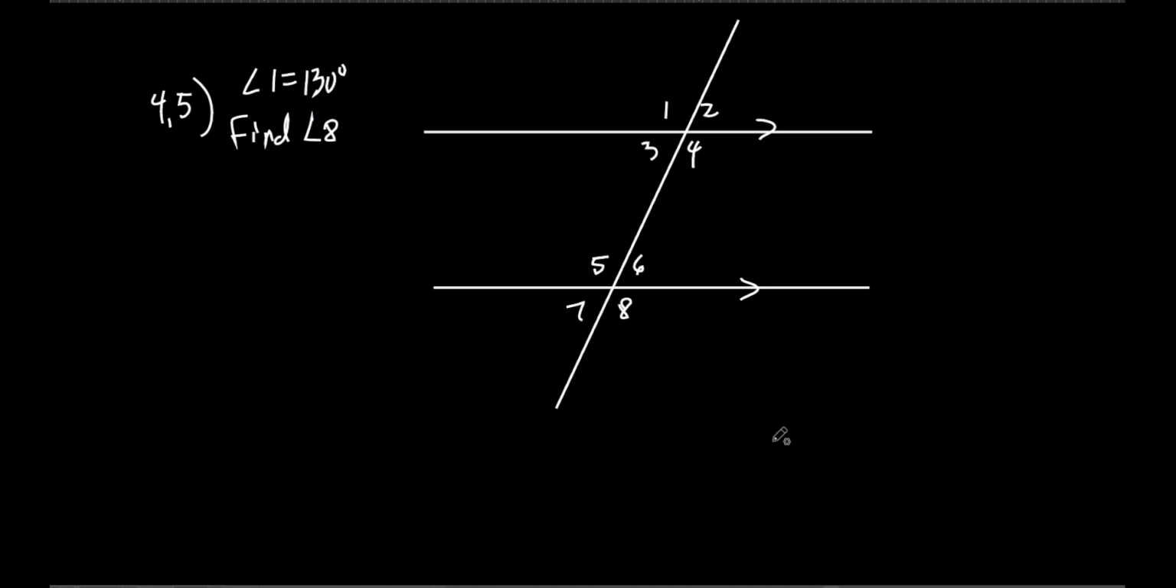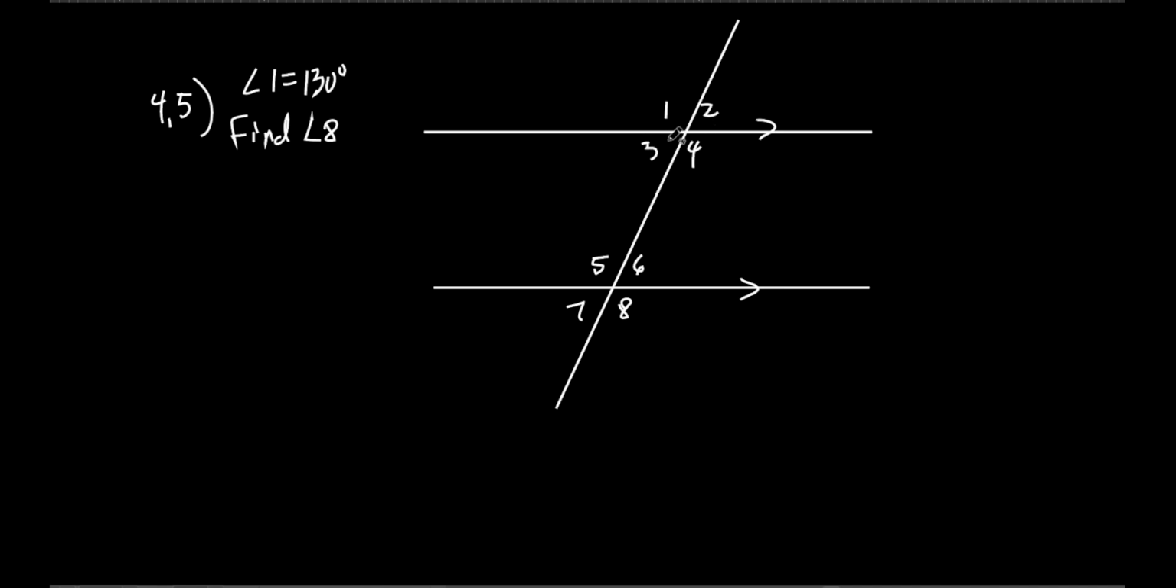Okay, so what if I said angle 1 is 130? What's angle 8 going to be? 130. It's going to be 130. Why? Because they're equal, because they're what kind of angles? Alternate exterior. Alternate exterior angles, okay? And that's the kind of stuff I'm going to do, all right?